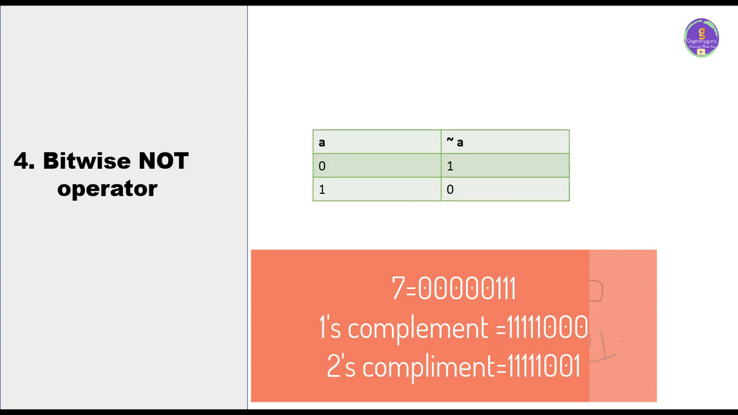So 7 is again one's complemented. What will be the one's complement value? One's complement is nothing but just reversing 0s to 1s and 1s to 0s. Now we have to do 2's complement for this. So we have to add 1 to this 1's complement to get 2's complement. I hope all of you know that. So when I add 1 to this, what will be my output? So always negative values are stored using 2's complement.